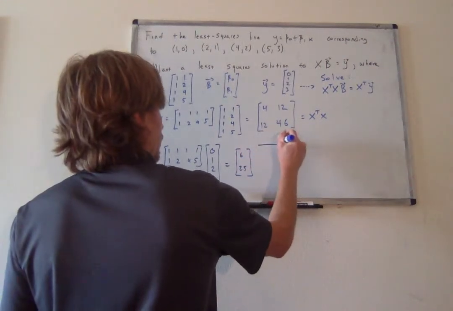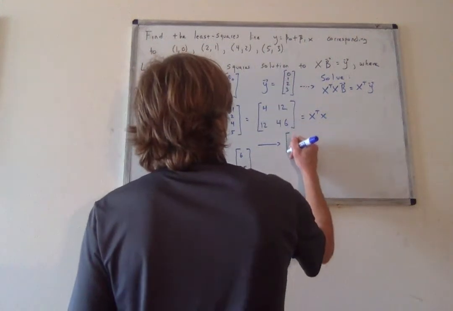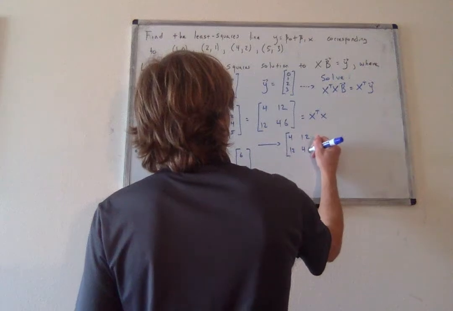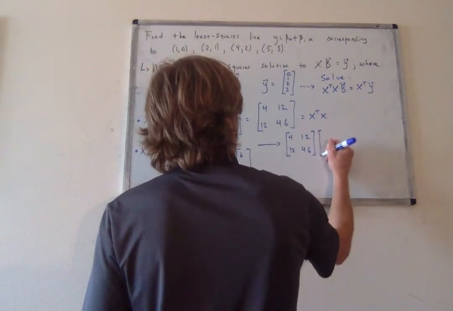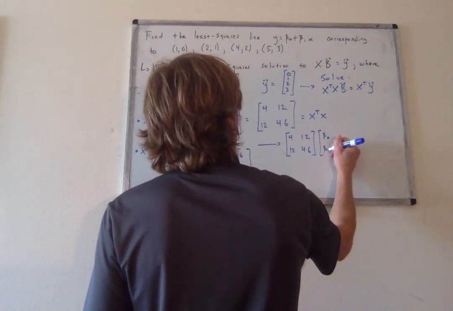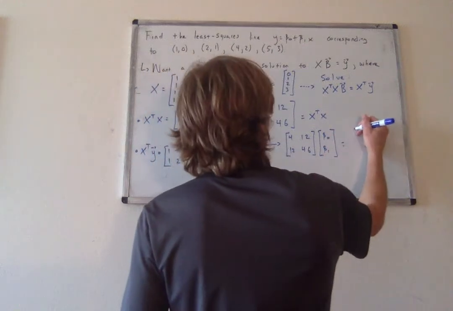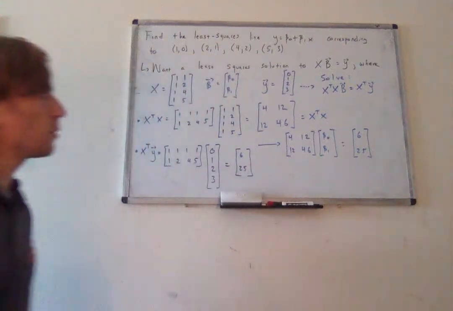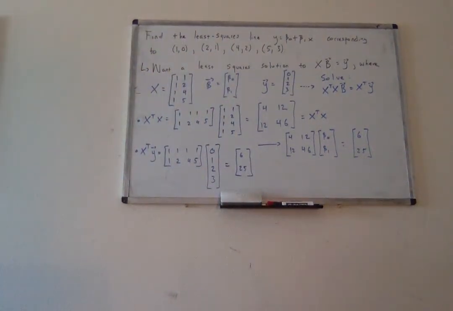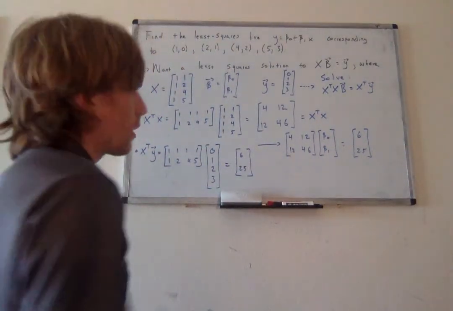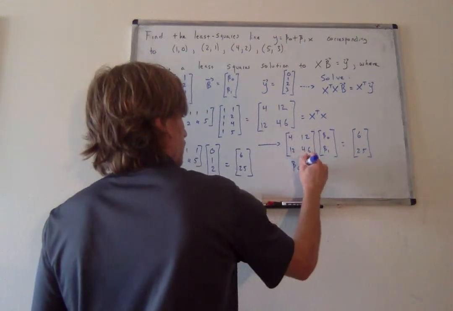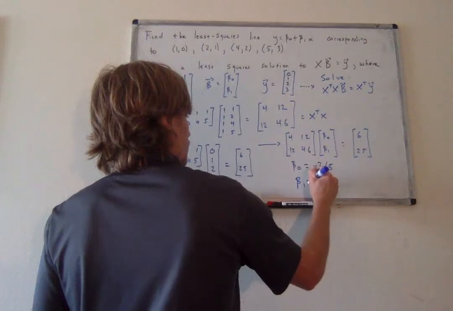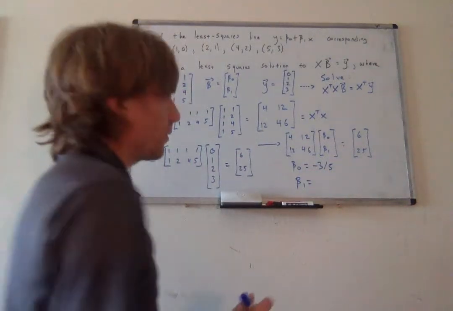And so this means we want to solve the matrix equation 4, 12, 12, 46 times beta naught, beta 1 is equal to the vector 6 times 25. And row reducing the augmented matrix and solving, you should get beta naught is equal to negative 3/5. Beta 1 is equal to 7/10.